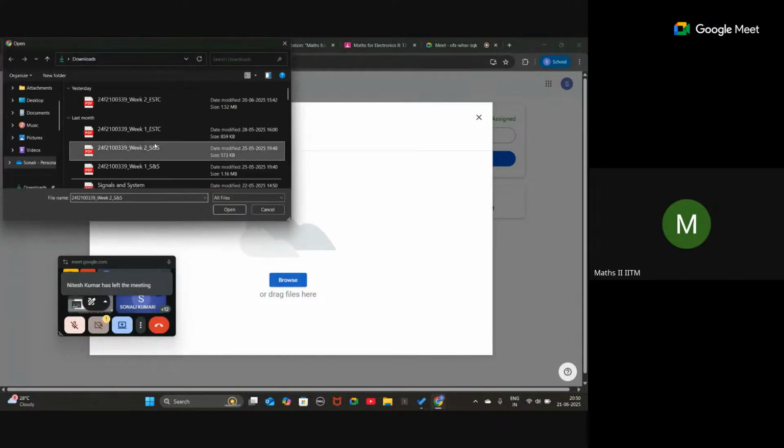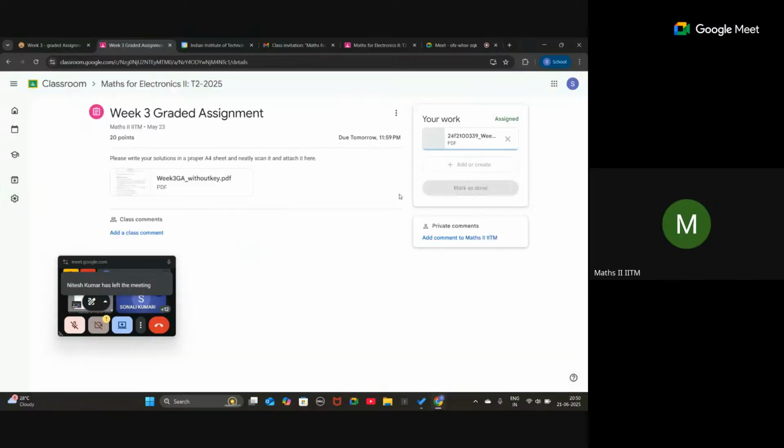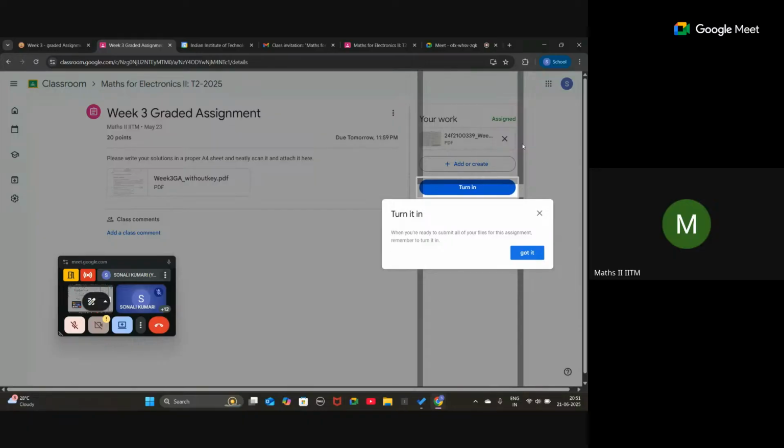Select any PDF, whatever you have. Yes, so it will upload. Let's do that. Okay, once it is uploaded, finally, I suggest you don't turn in yet. It says don't turn in, so don't, but whenever you are submitting after uploading, you have to do turn in. Don't forget. Always. So you just click on got it. Don't do the turn in, just click on got it.